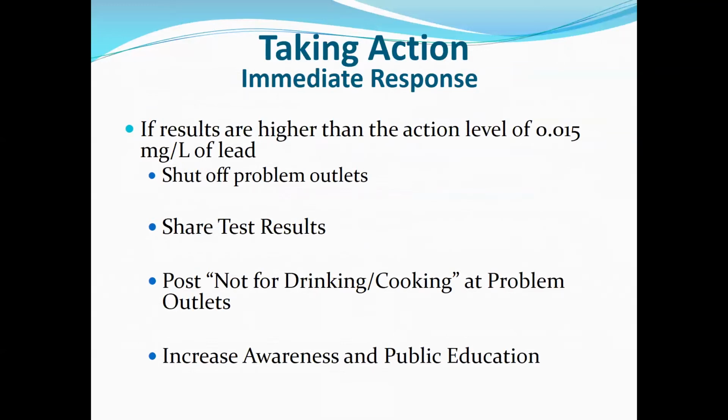Also taking action, things you can do immediately upon hearing that results are higher than the action level. Shut off the problem outlets. If you have one outlet that is giving you a problem, turn it off. Make it to where a student or a teacher or anyone is unable to use that problem outlet. Share the test results. It's not a fun thing to share, but if you have a problem, being forthright with the information is for sure the best plan.